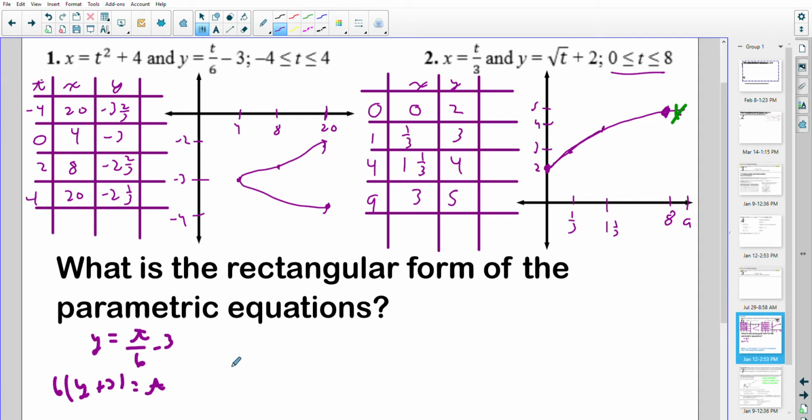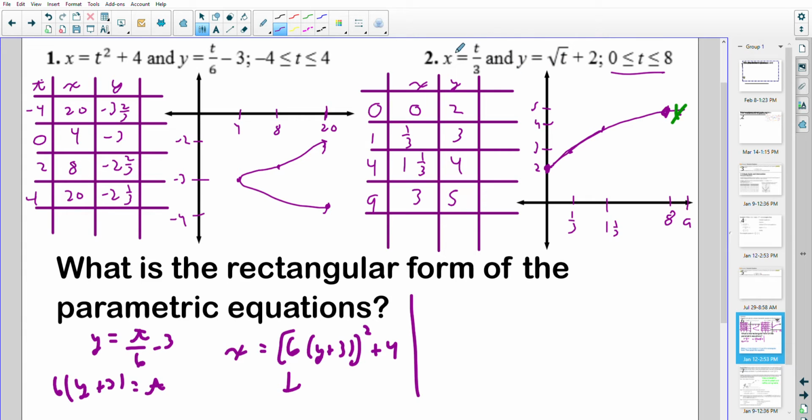So my x is equal to 6 times y plus 3 in parentheses, and it says that it's squared. So I'm going to square the whole thing plus 4. And you would go ahead and expand that and get your equation. Let's take a look at the second one. I'm going to focus on solving for t.